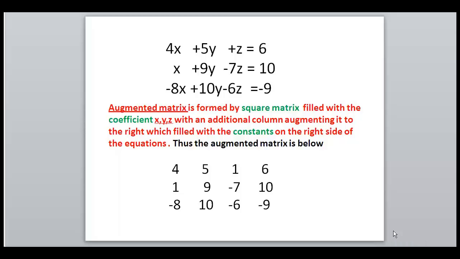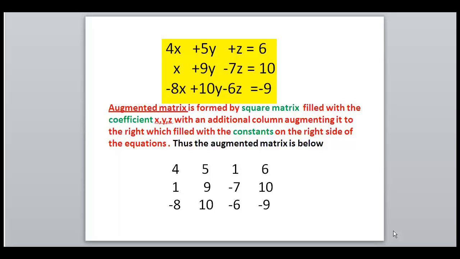This video will be demonstrating the use of the Java-based Matrix Calculator to solve a system of linear equations by using Gauss-Jordan elimination on an augmented matrix. The system's equations that we're going to solve is given above.